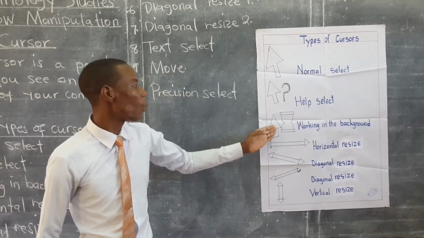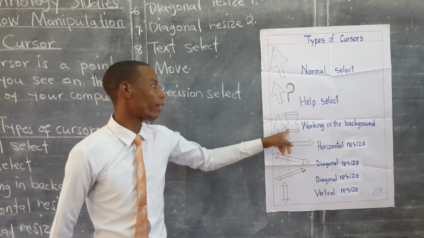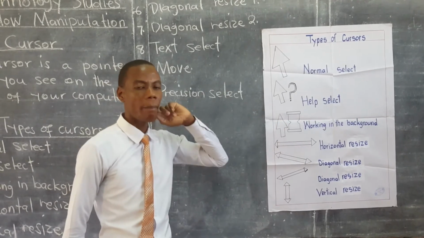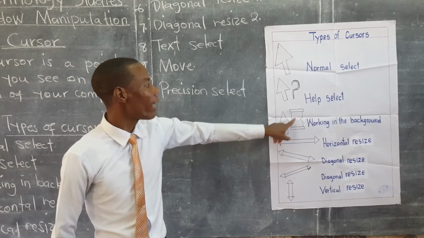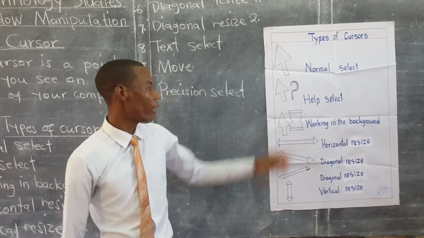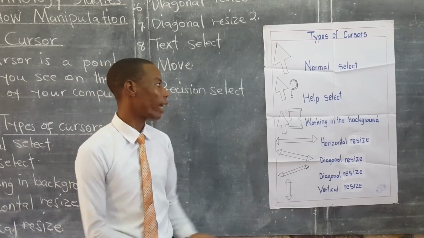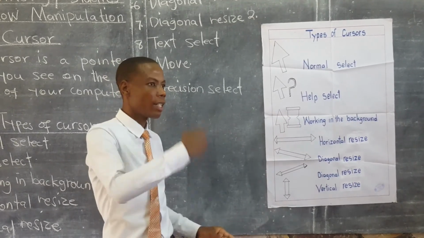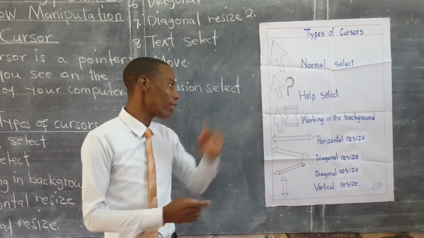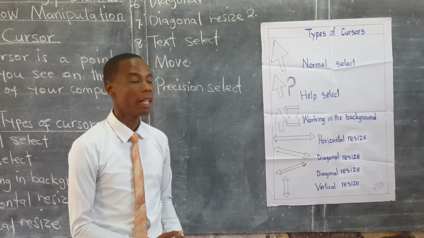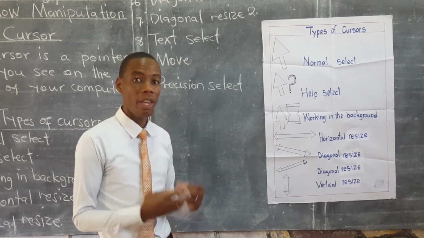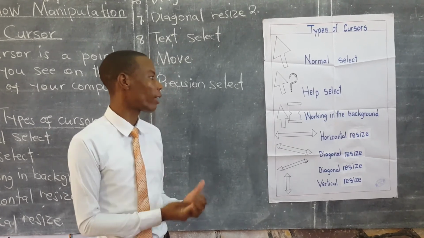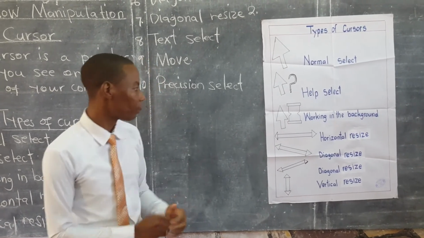Then we have working in the background. You will see a normal select cursor and this object, we call this an hourglass. It will be rotating. Once you see a cursor with this object rotating in that manner, you will notice that the computer is trying to process some information in the background where you cannot see.